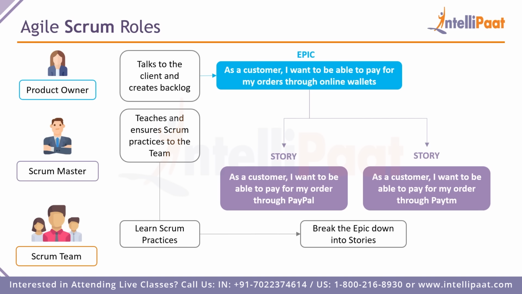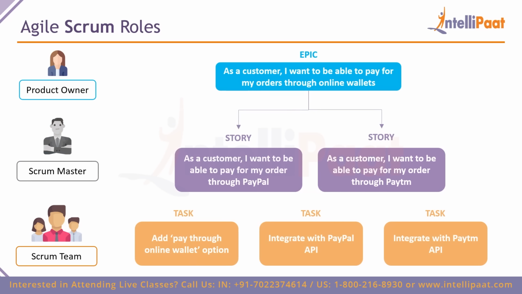So, say for instance, we want to add two online wallet methodologies. So for the first online wallet, we have PayPal, and for the second, we have Paytm. So as a customer, I want to be able to pay for my order through PayPal, and as a customer, I want to be able to pay for my order through Paytm. So these are the two stories that need to be completed.